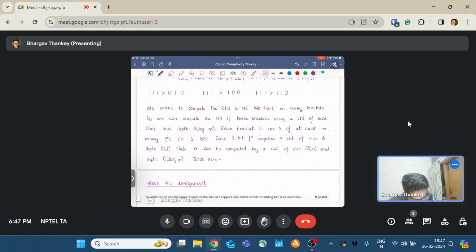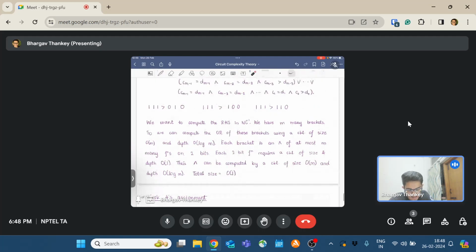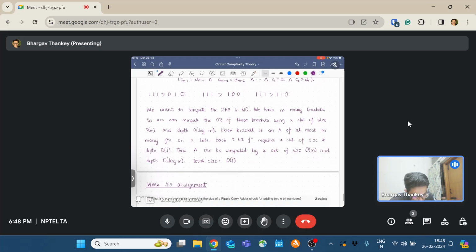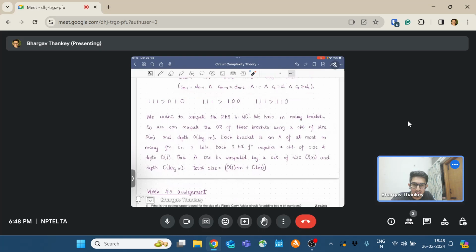Okay, so it's order one for each of these functions, right? But within an AND gate, there can be m many such functions, plus order m for the AND gate. So this is the size that we require for one such gate, one such bracket. Is this fine?